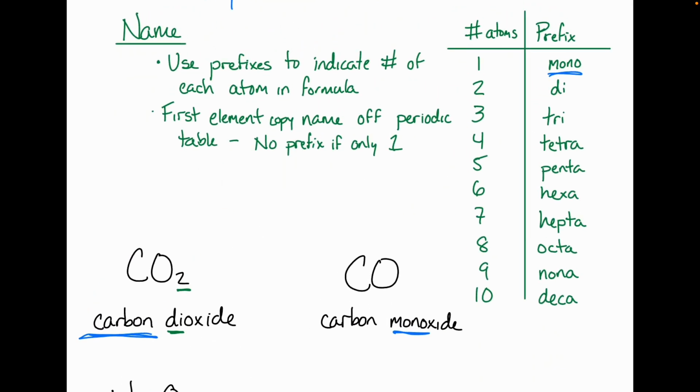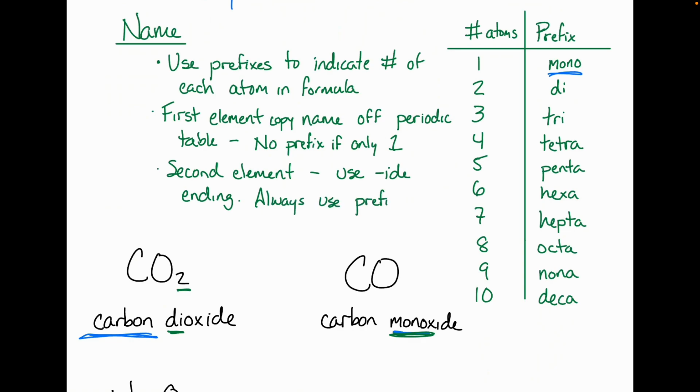Okay, and then finally for the second element, you have to use that IDE ending, just like we did for our ionic compounds. All right, the other thing that's true for the second element, as we can see with carbon monoxide, is we always use the prefix. Regardless of how many there is, you're always going to use one of the prefixes from your table. So the second element, we're going to use that IDE ending, and we're going to always use our prefix.